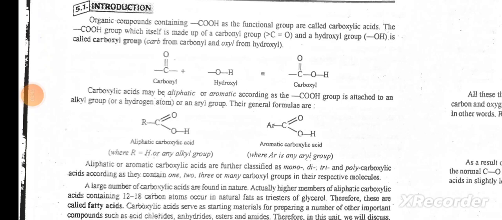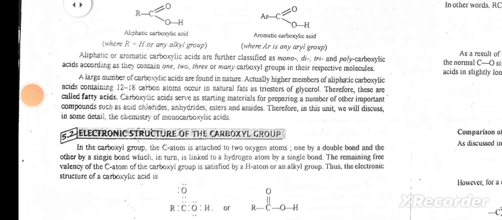Carboxylic acids may be aliphatic or aromatic according as the COOH group is attached to an alkyl group or a hydrogen atom or an aryl group. Their general formulas, aliphatic carboxylic acid and aromatic carboxylic acid, are given below, where R is equal to H or any alkyl group, where Ar is any aryl group. Aliphatic or aromatic carboxylic acids are further classified as mono, di, tri and polycarboxylic acids according as they contain 1, 2, 3 or many carboxyl groups in their respective molecules.